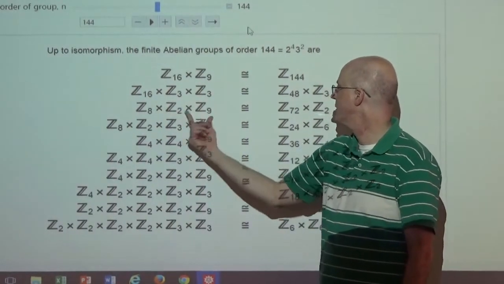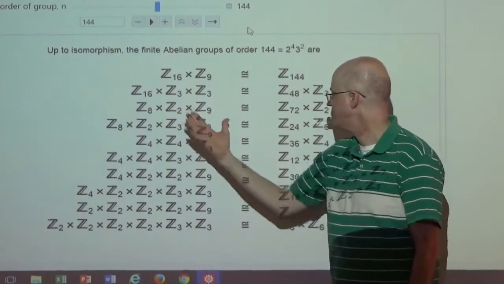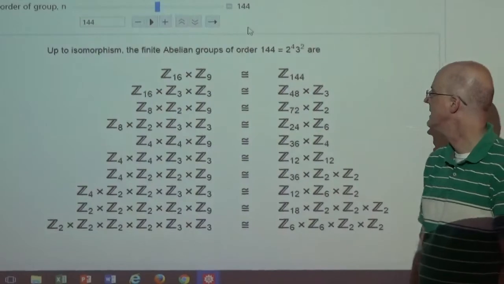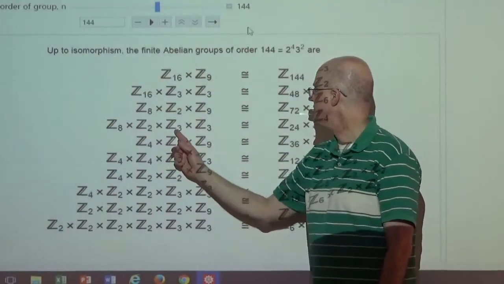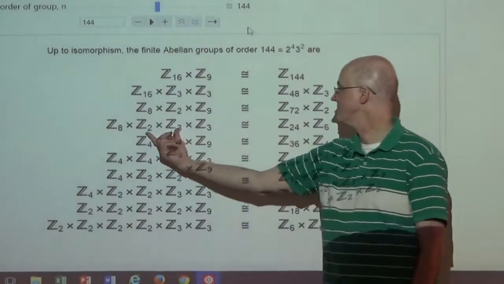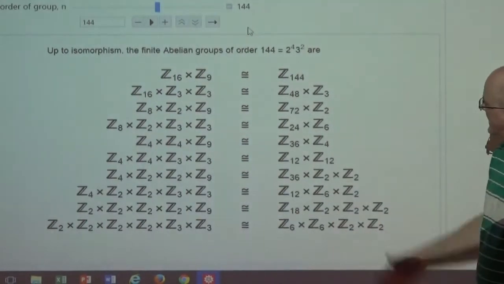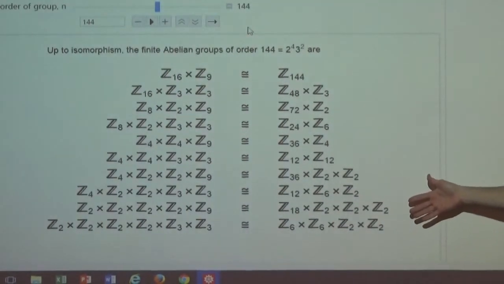You could combine the 2 and the 9 or the 8 and the 9. It's more standard to combine the bigger ones. The 8 and the 9 combined to give you a 72. Here you combine the 8 and the 3 to get a 24, and you combine 2 and 3 to get a 6, etc. Here you're more writing it in the fewest number of factors of the external direct product.